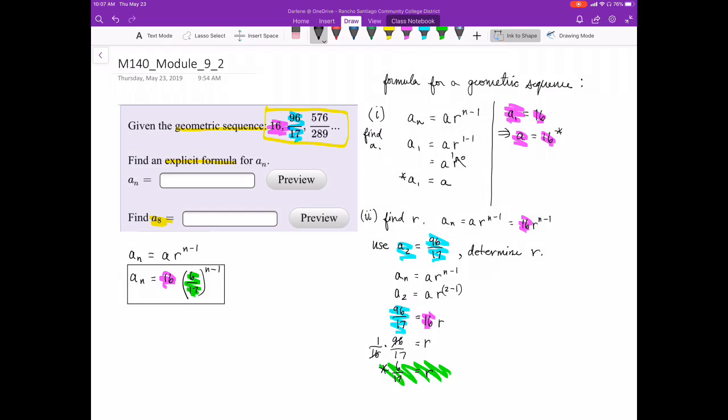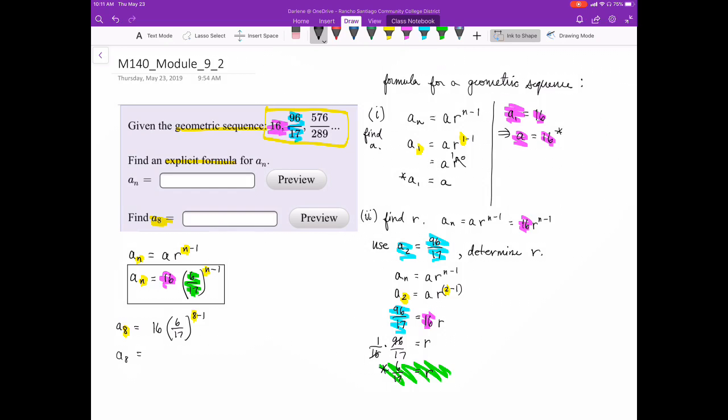So now what's next to find is a sub 8. A sub 8 is going to equal 16 times 6 over 17 to the 8 minus 1. And again, looking at this closely, notice that the subscript on the a is actually the n in the exponent. So the n's have to match. And we can just see from over here in part 1 that that was the case. And also when we used a sub 2, that was the case. So just be careful of those little tiny things.